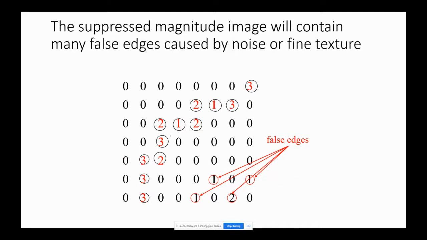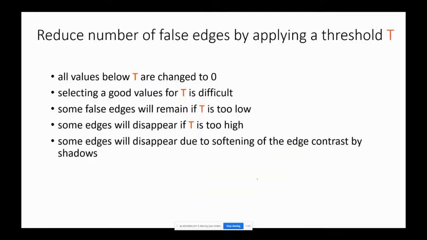And we need to do two things. Once I have this potential edge, I also have false edges that have been selected from other portions of the image. So I want to get rid of that. And how do I get rid of that? By using a threshold. So all values below a threshold I change to 0. But selecting a good threshold is very difficult. Some false edges will still remain if T is too low, and some true edges will disappear if T is too high.